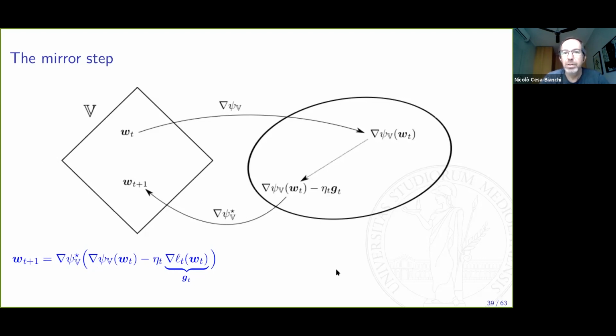This is the reason why it's called a mirror, because these two functions are mirroring from the decision space to the gradient space. And the reason why I should use different spaces is because gradients do not belong to my decision space. They're gradients of losses. They are different animals. These functions are translating between these two worlds, and this translation is the way by which I take into account the geometry of my decision space.